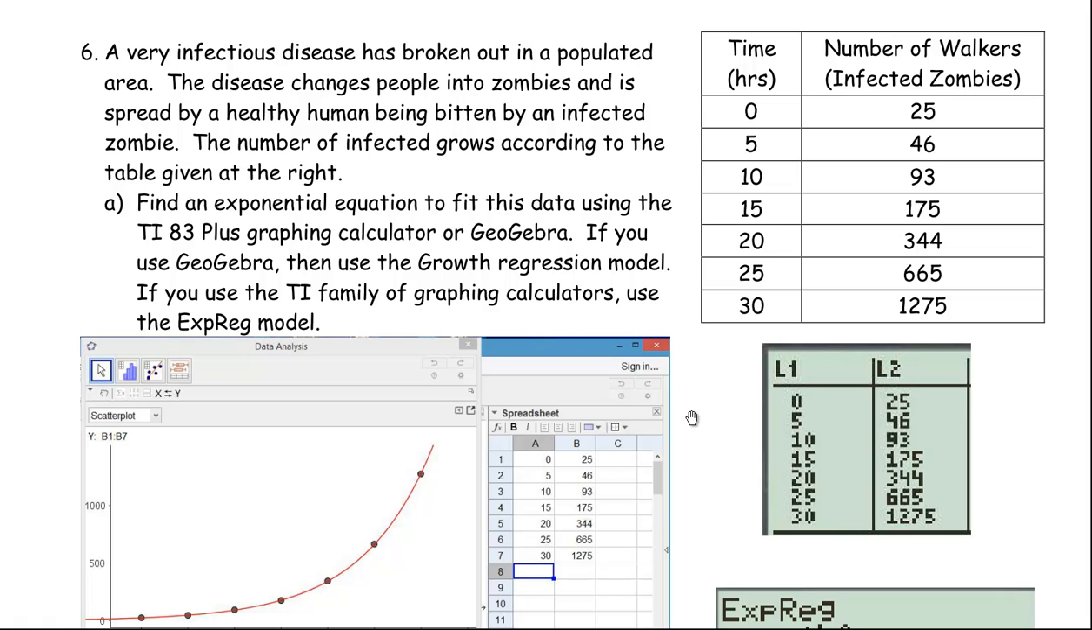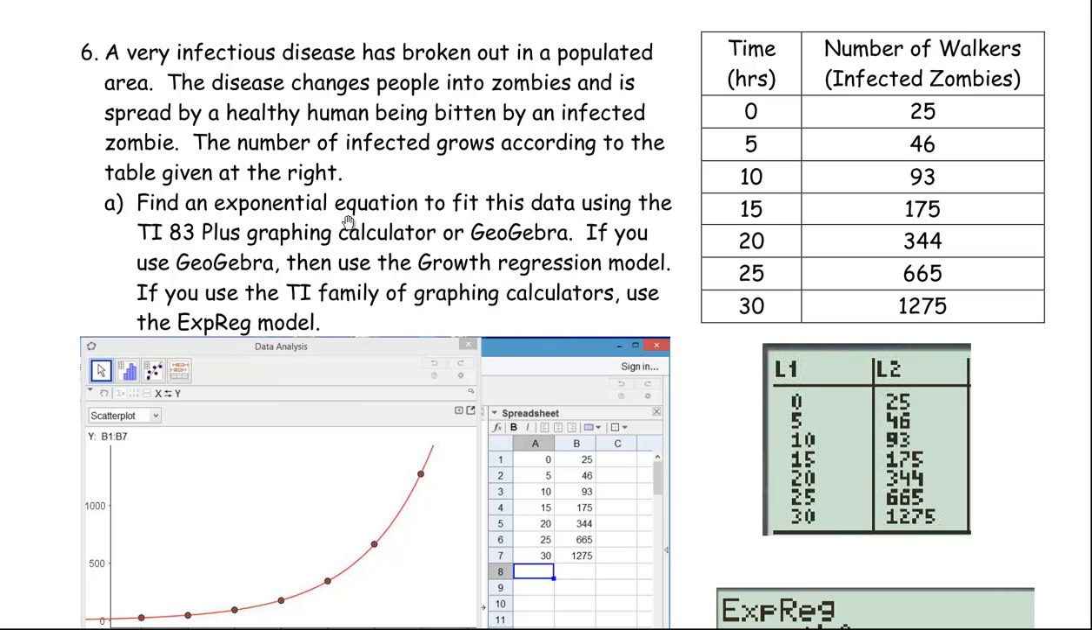Okay, question number 6. A very infectious disease, you might guess from this question that I'm a Walking Dead fan, has broken out in a populated area. The disease changes people into zombies, in case you haven't watched any zombie movies, and is spread by a healthy human being bitten by an infected zombie. The number of infected grows according to the table at the right. So time is given in hours here, 0 hours to 30, and we start with 25 zombies, and it raises to 1,275 after 30 hours.